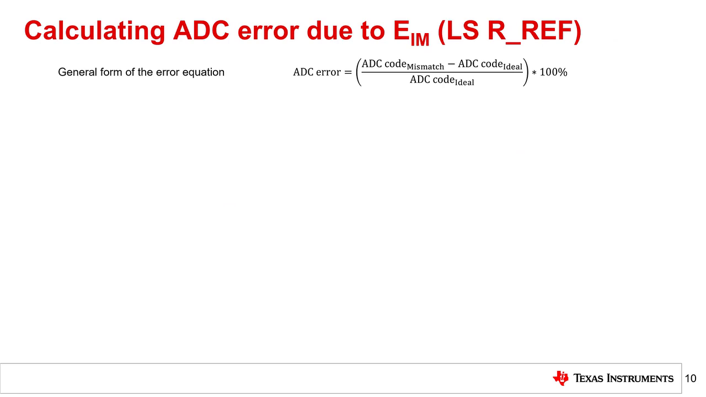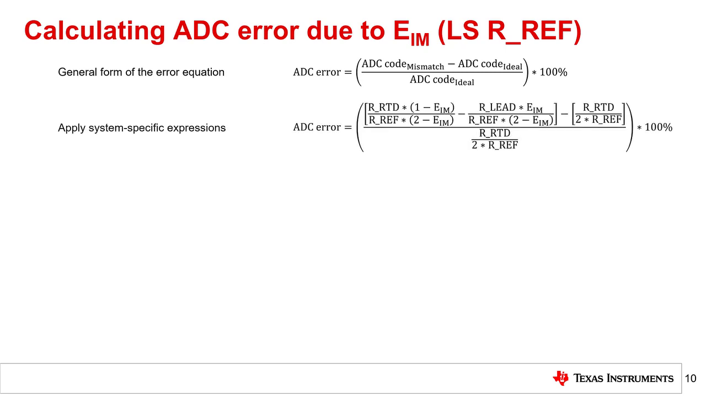To calculate the ADC error that results from the IDAC mismatch error, let's start with the general form of the error equation shown on the top right. We take the difference between the ideal and mismatched ADC codes and divide this result by the ideal code to calculate the ADC error in percent.